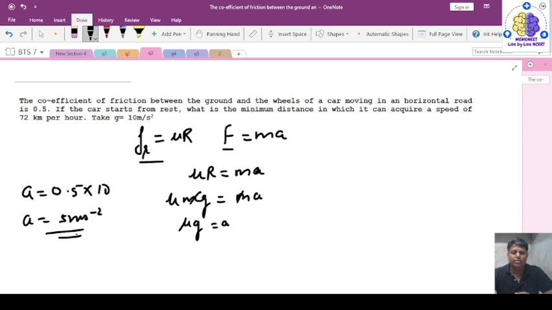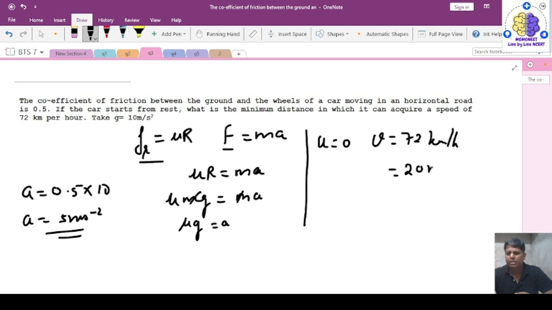We got the acceleration. Now what they are saying is the car is starting from rest, so u is equal to 0. Final velocity v is equal to 72 kilometers per hour. This is nothing but 20 meter per second. I hope you know the conversion: you multiply this by 5 by 18, you will get it in meter per second, right? And the acceleration we have is 5 meter per second square. They are asking us the displacement, right?